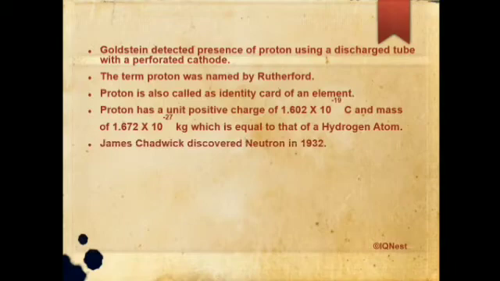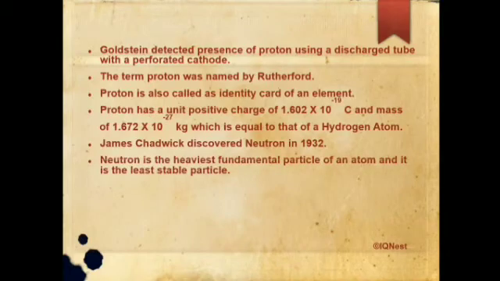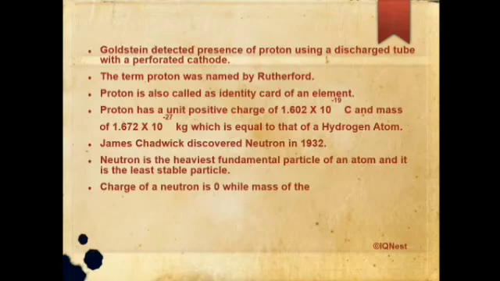The next point, James Chadwick discovered neutron. So this is the third element in an atom, that is neutron, in 1932. Neutron is the heaviest fundamental particle of an atom and it is the least stable particle. The charge of a neutron is 0 while mass of the neutron is 1.675 into 10 raised to minus 27 kilogram.